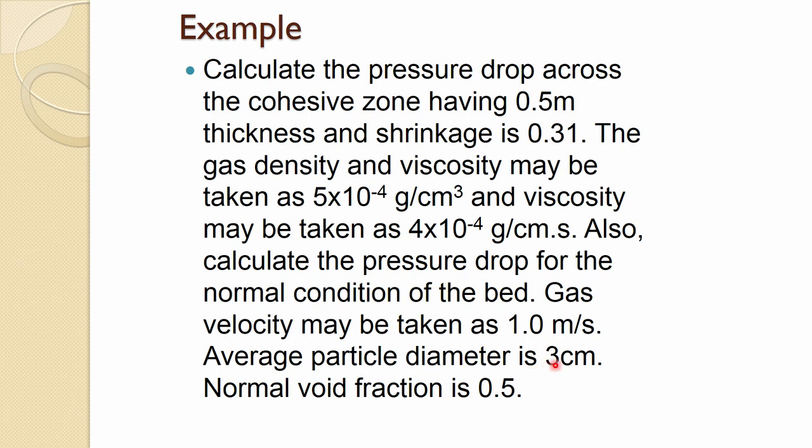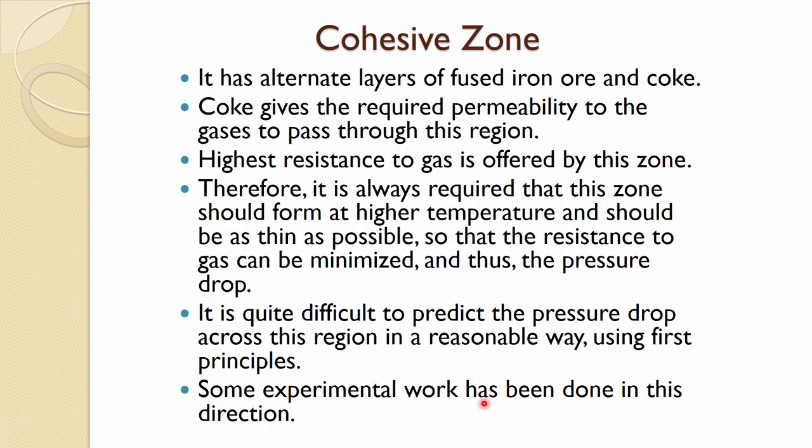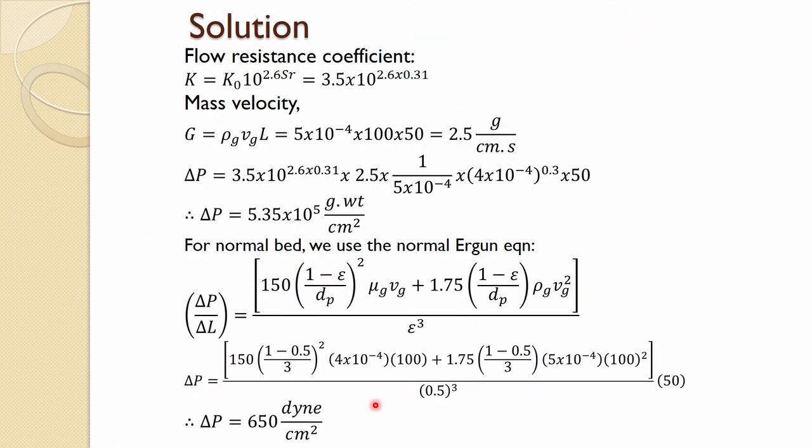Average particle diameter is 3 centimeter. Normal void fraction is 0.5. Okay. So, now if we use that formula which we just now discussed, first I think we have to find out the flow resistance coefficient using this. Shrinkage is given, so we can take this. Essentially this gives this value, and the mass velocity of the gas in CGS can be given by this, which comes to this. So, which is the gas velocity in CGS, and then the thickness of the cohesive zone or the bed.